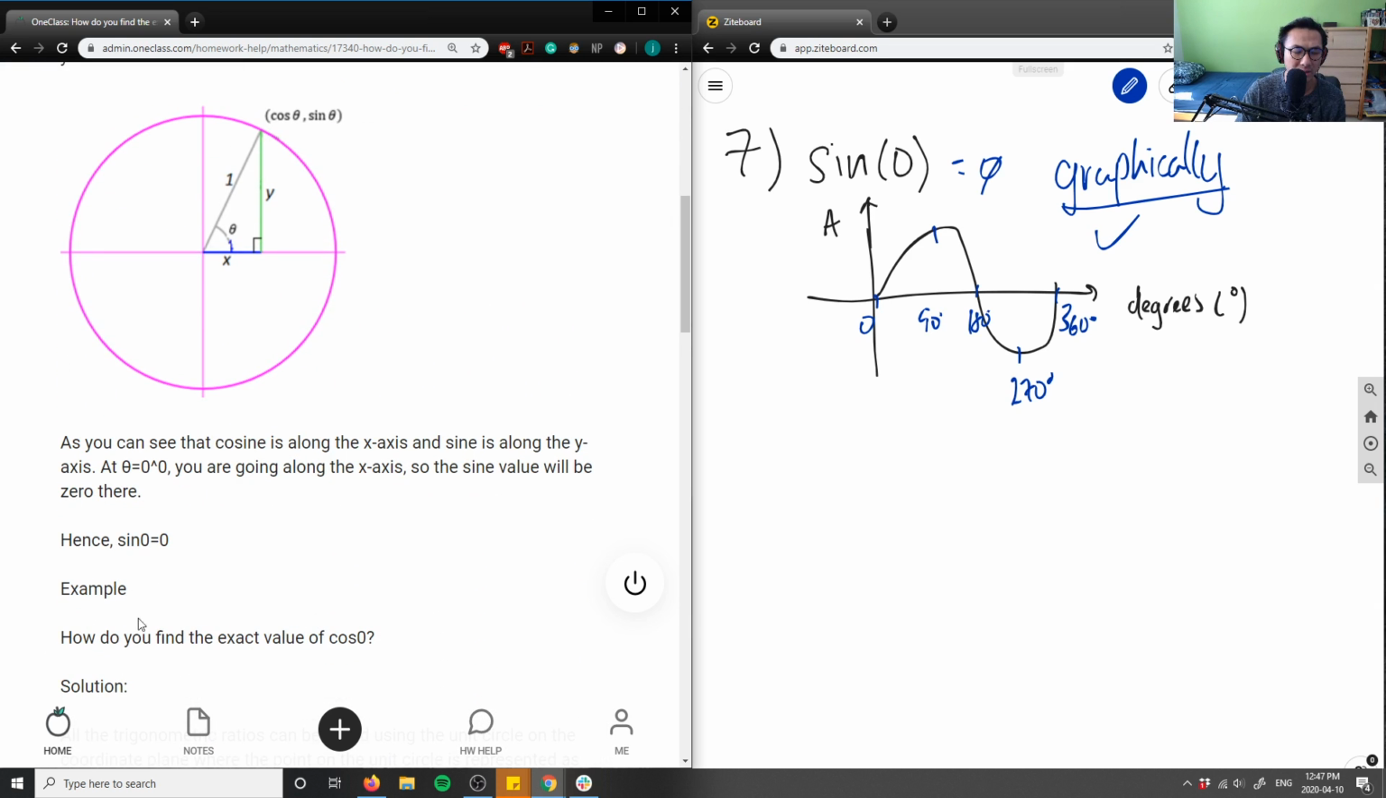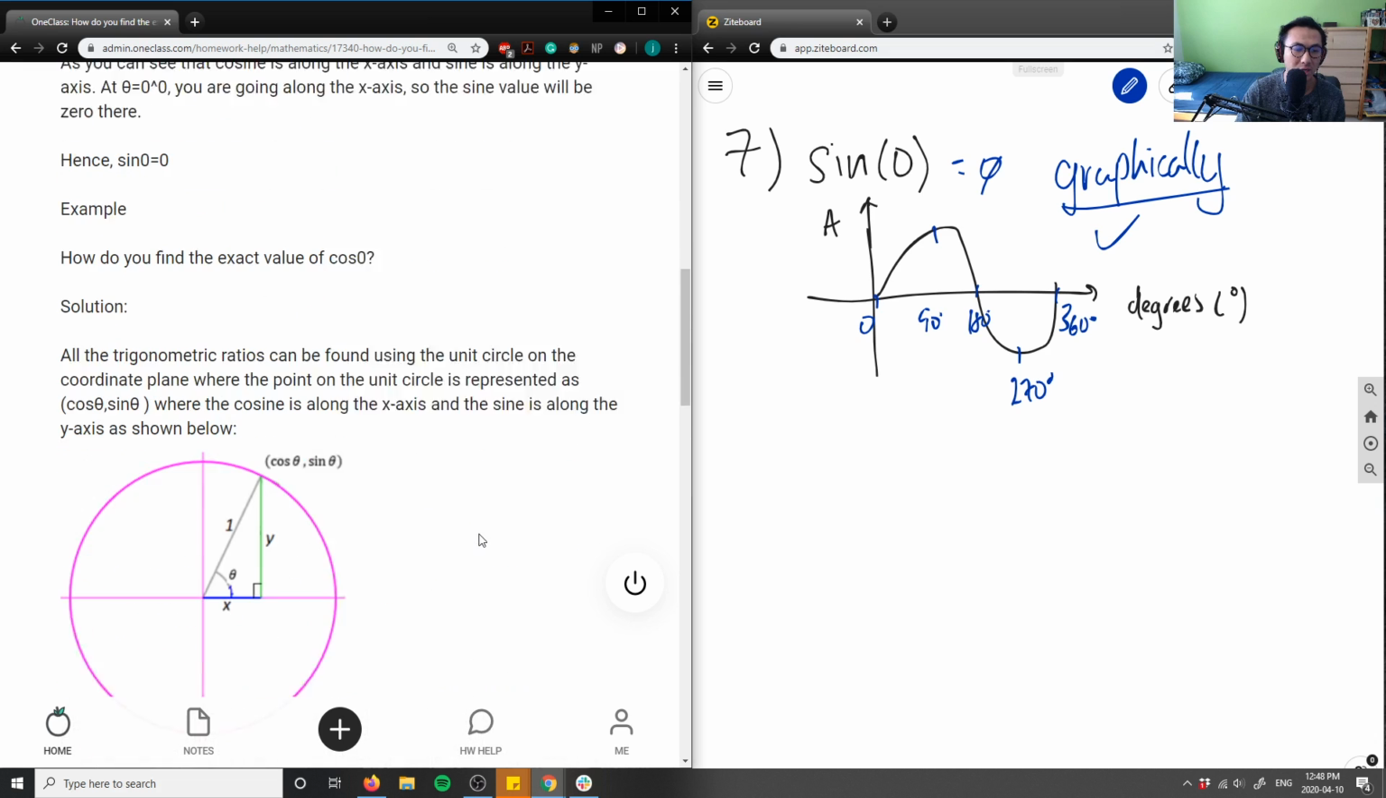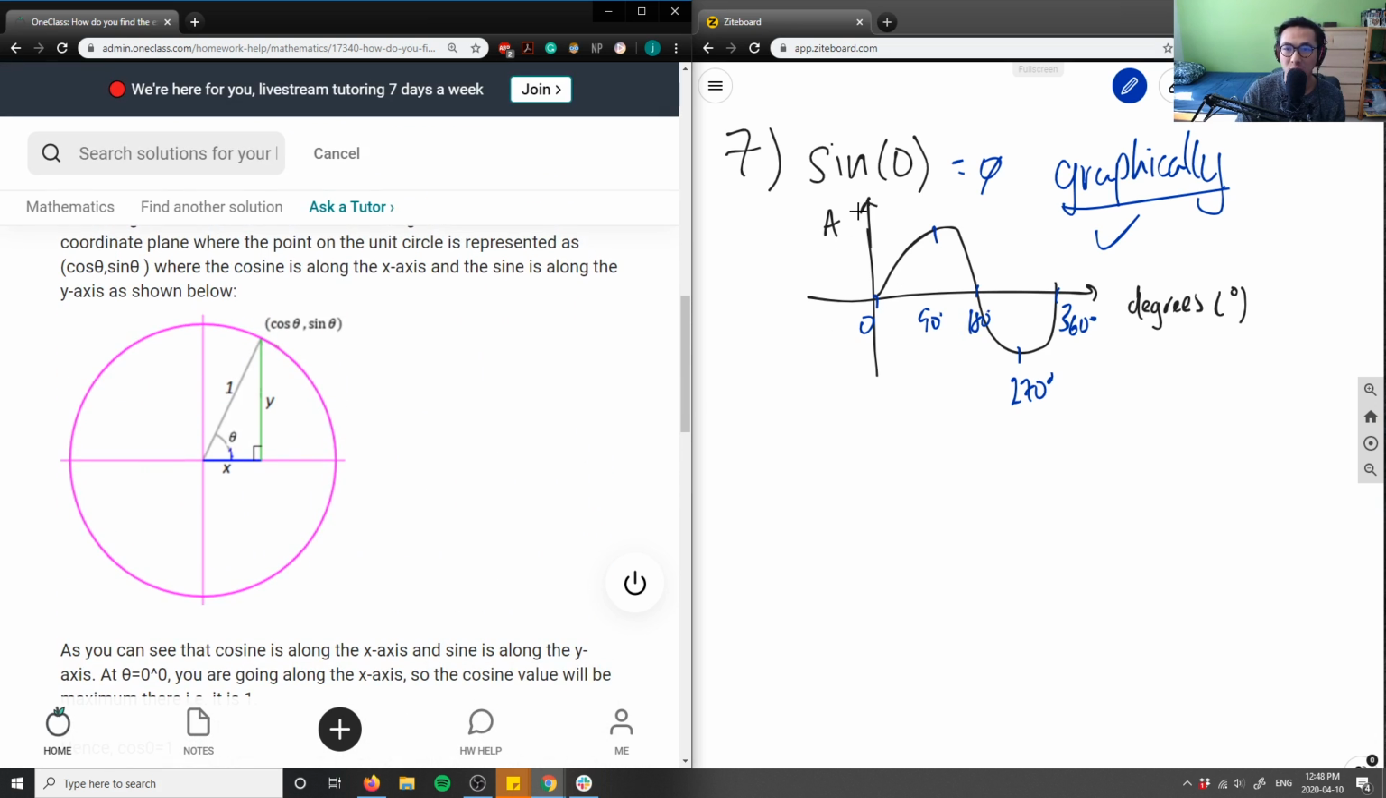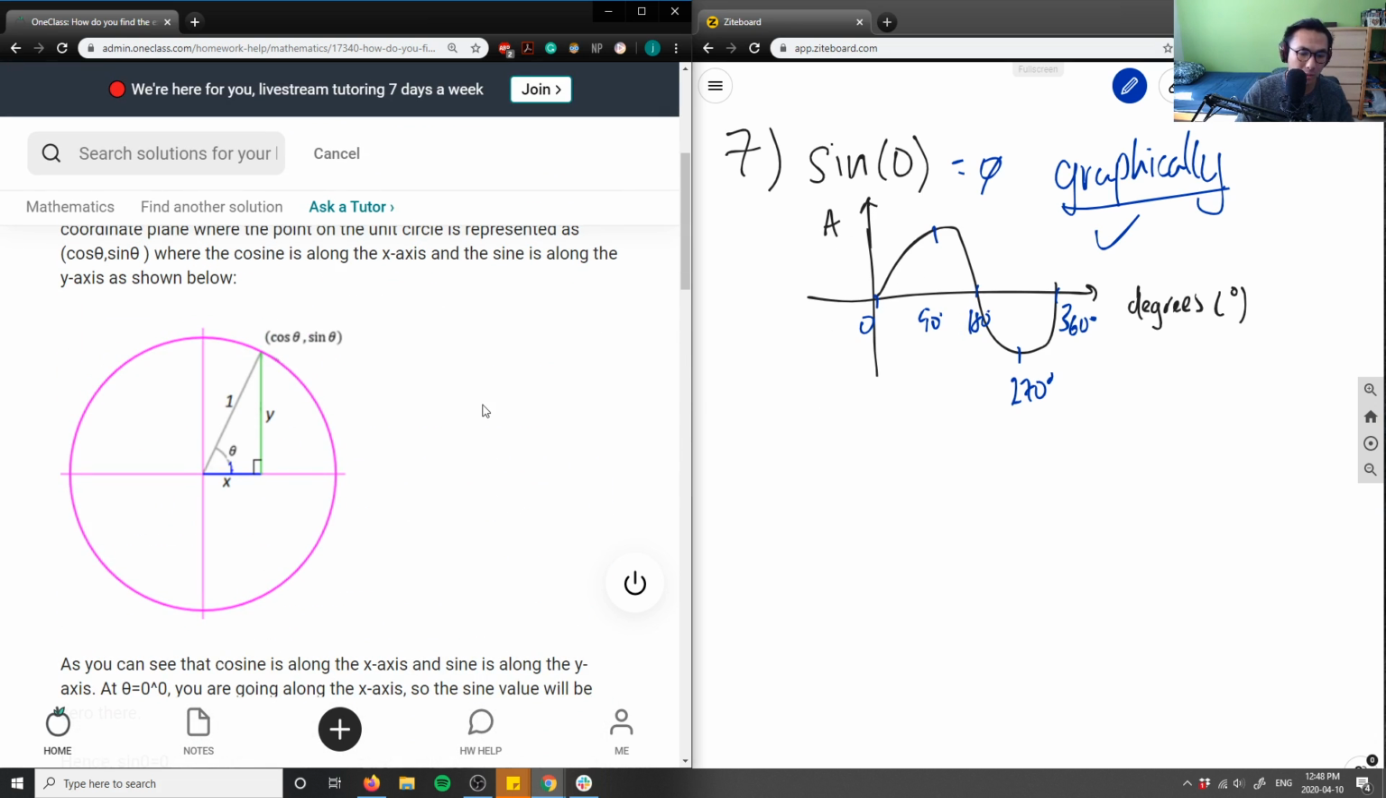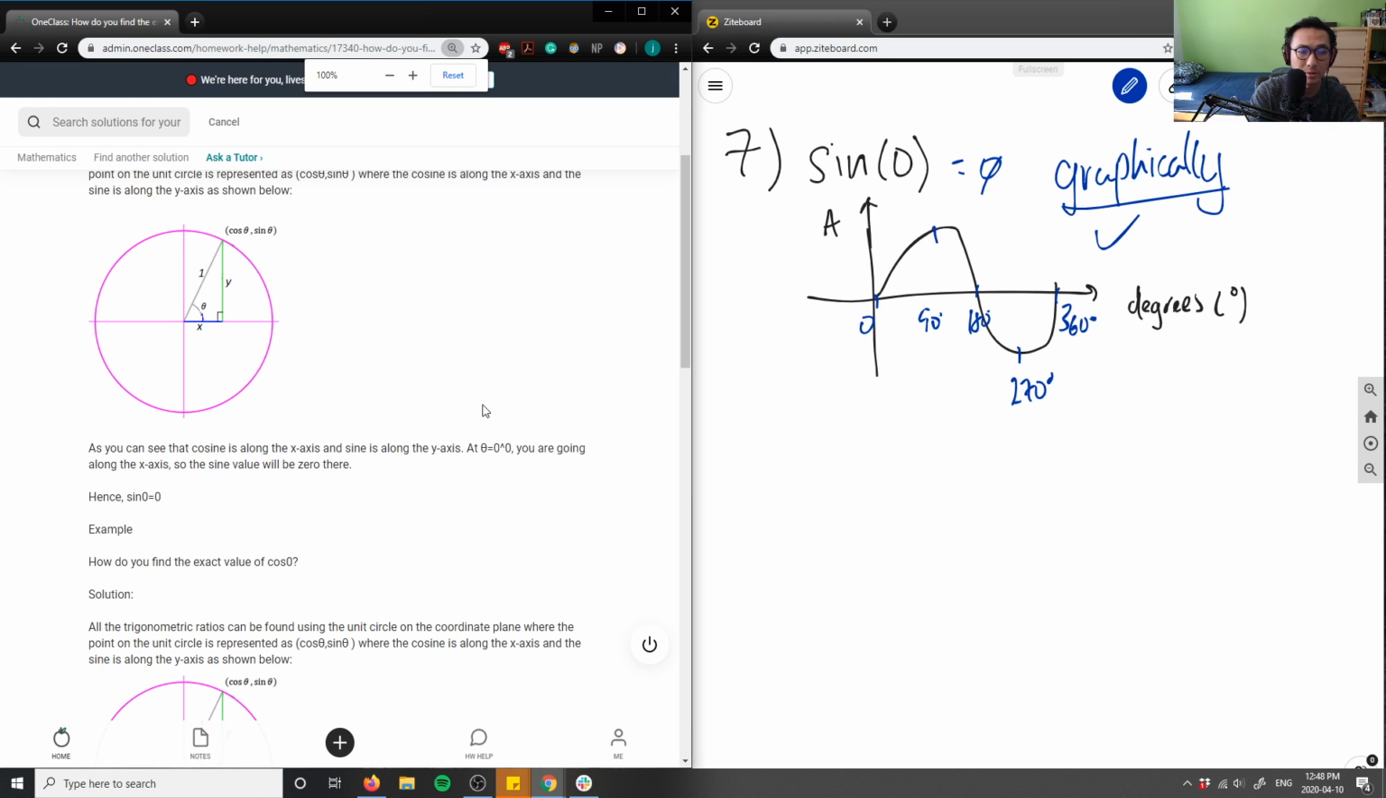They said the next question is what's the exact value of cos 0? It's actually 1 because, and then I could solve for it graphically as well, but you don't have to worry about that. That's just a continuation of this problem here.